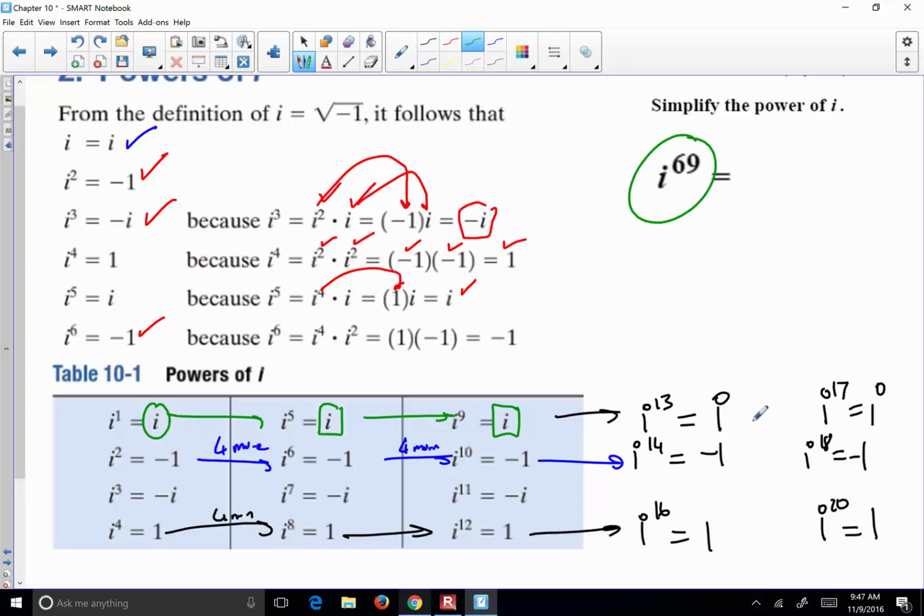This is still a lot of work. Are you going to keep adding 4, 4, 4, 4, 4? Because what if this was not 69, but 699,875,6? Are you going to do this all weekend? Keep adding 4, 4, 4 all day, every day?